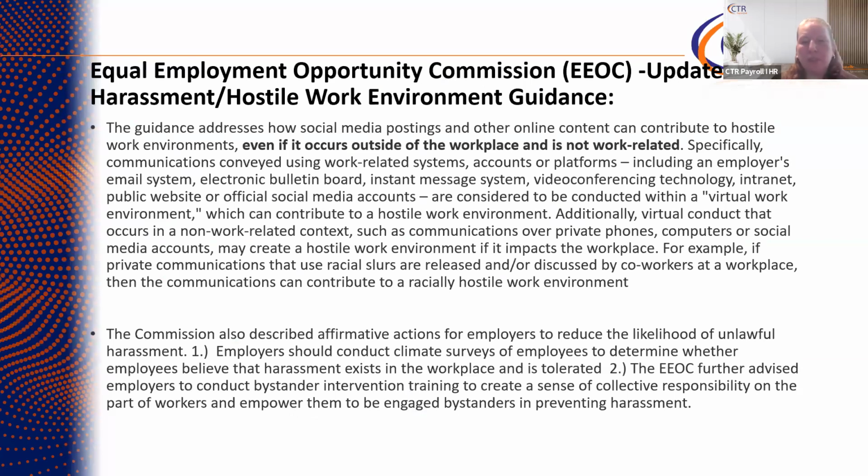All right, we asked about climate surveys and after hours work stuff. So we have here the exact language from the EEOC talking about after hours work. We've always known that harassment via the employer's computer systems is prohibited. We should have at least some minimal checking or monitoring of that, especially if we're a larger company. But the EEOC, and this is very recent guidance that sort of solidifies some of the case law that's been out there for a while, says, hey, any virtual conduct that occurs in a non-work related context.